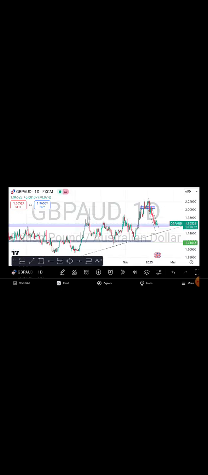You have GBP/AUD. Oh, cool. Price is at the support level. We can see the support level. Yeah, it's at the support level. However, you can still see this downtrend line. Price already reacted to the downtrend line, is already coming down.